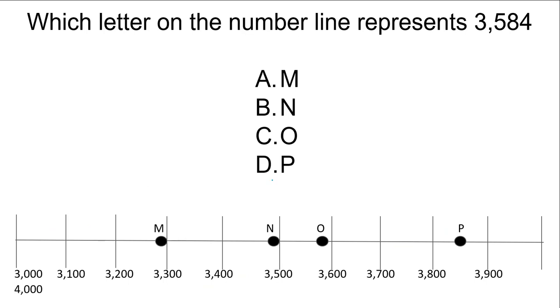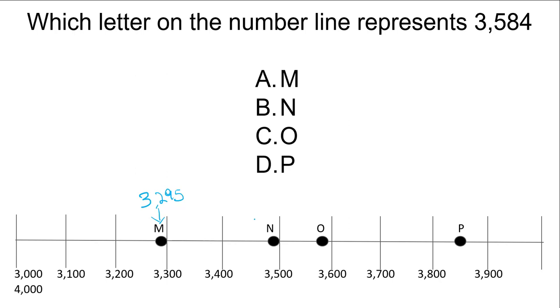Which letter on the number line represents 3,584? Is it M, N, O, P? Let's start at M. M looks like it's 3,300. Very close to, but less than 3,300. Maybe 3,295, maybe? Yeah. See, this is an estimate, but not exact, right? So it's okay if we're not exact.